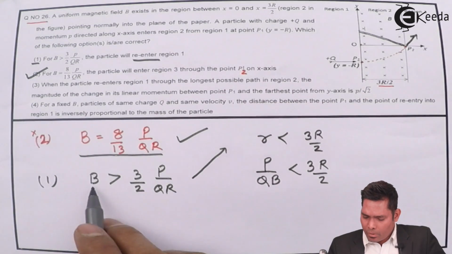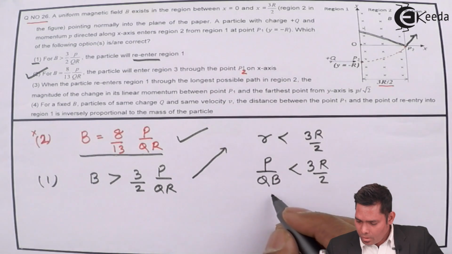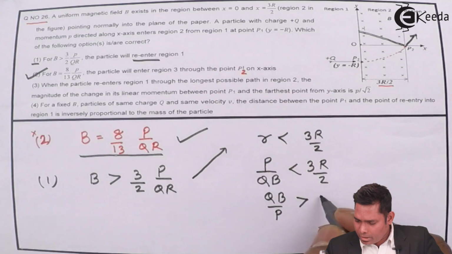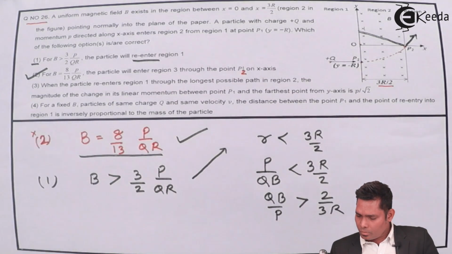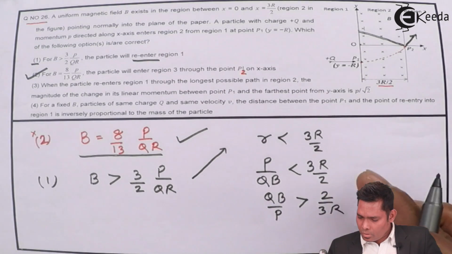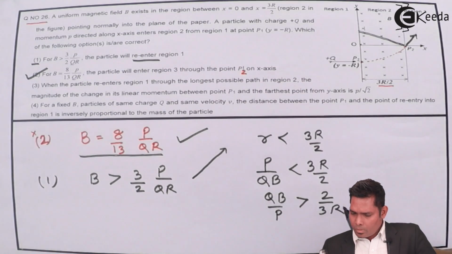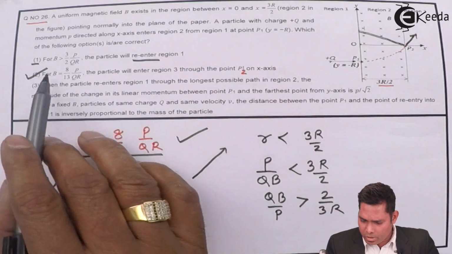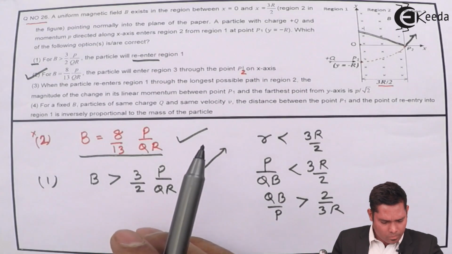If it is the case, then what is B here? So we'll write that QB upon P should be greater than 2 by 3r. If you reverse this, just changing it, B, we are interested in B, is 3 by 2r.